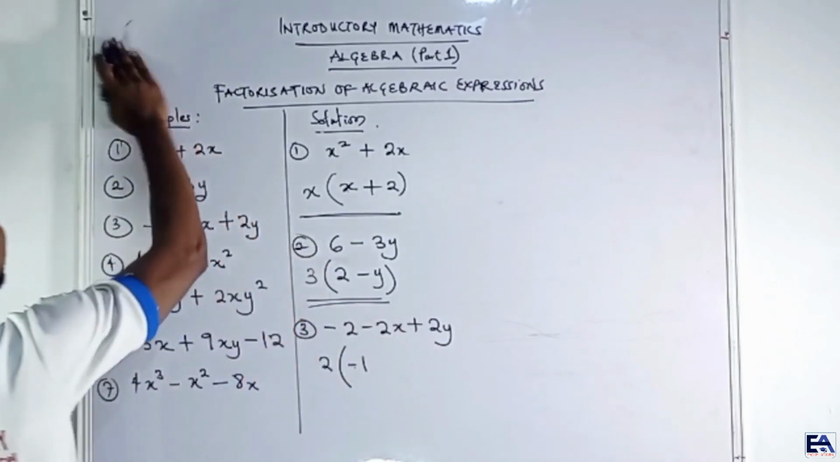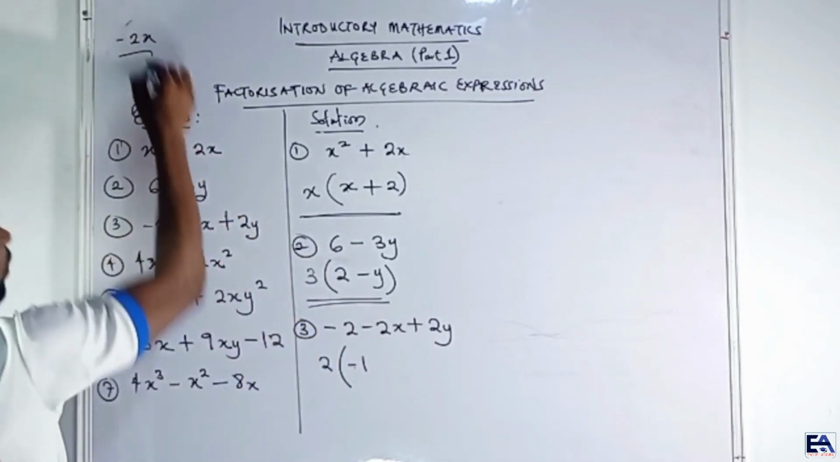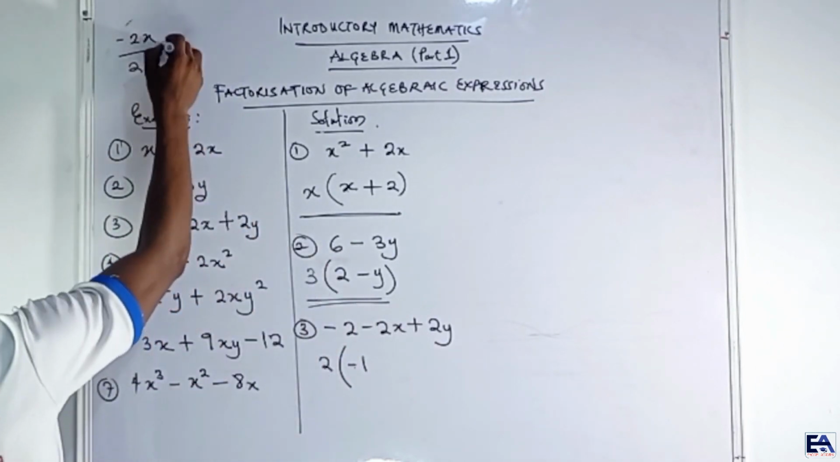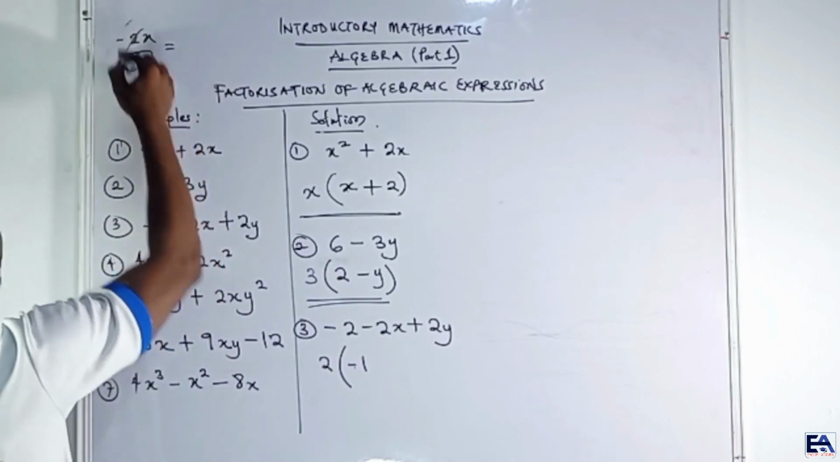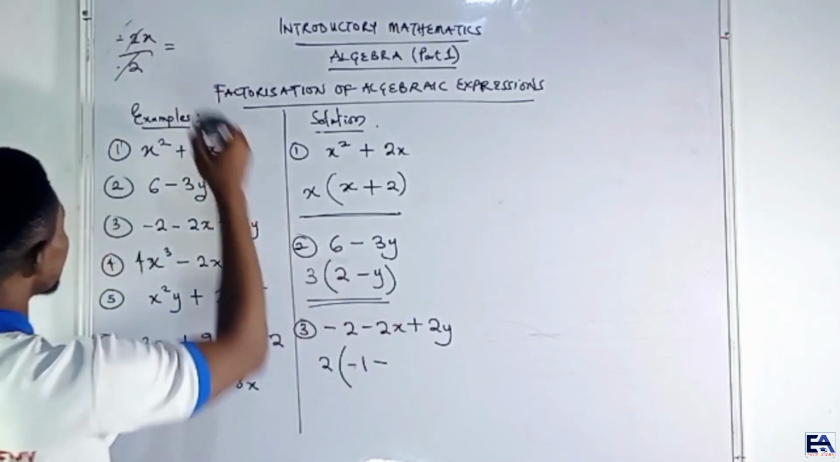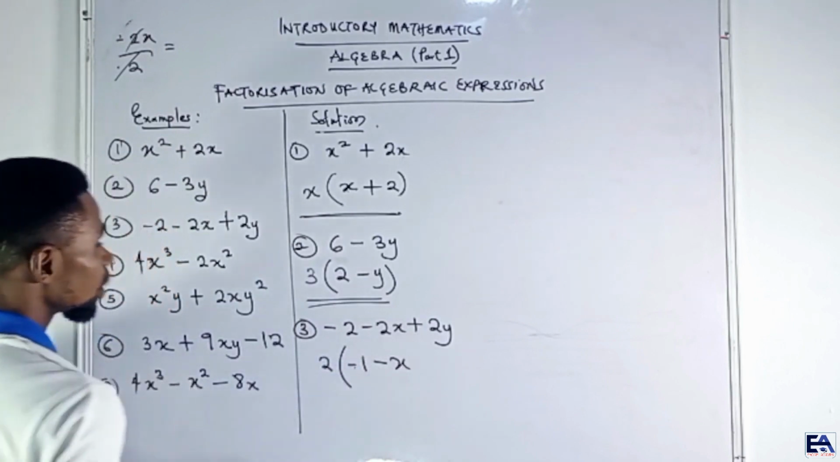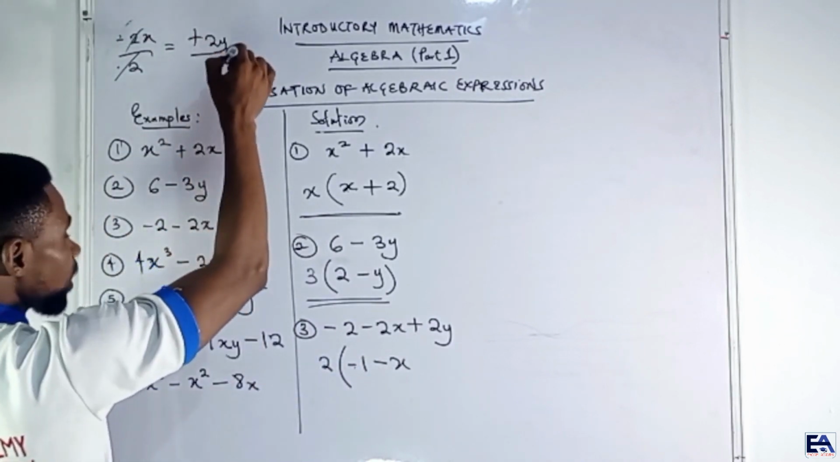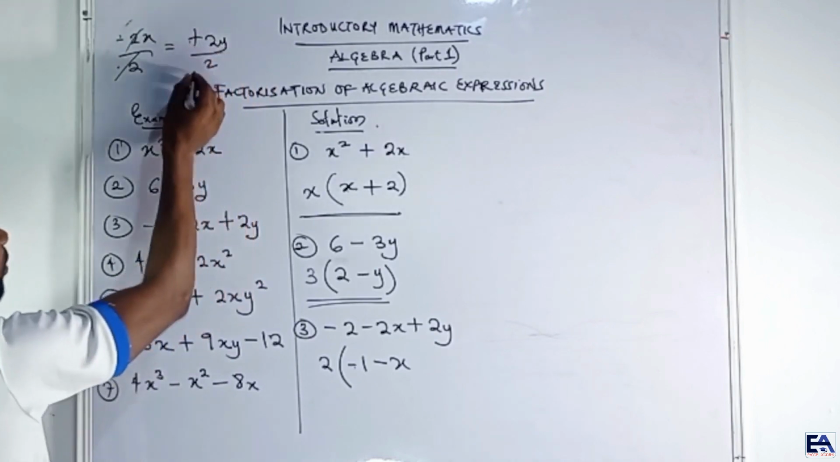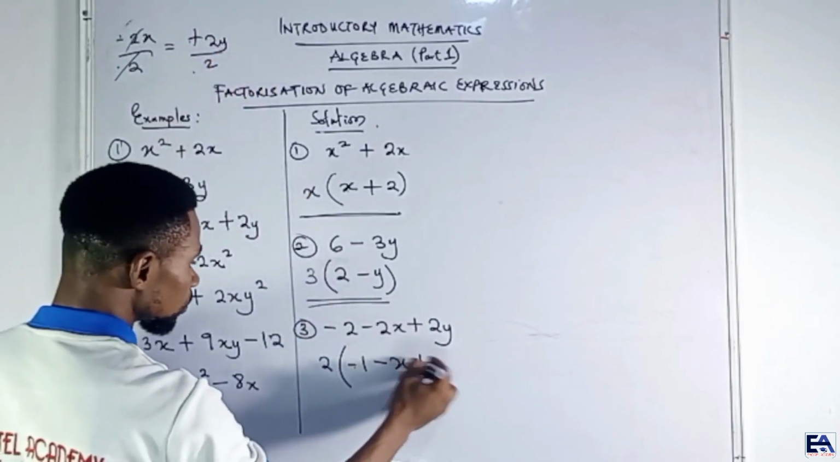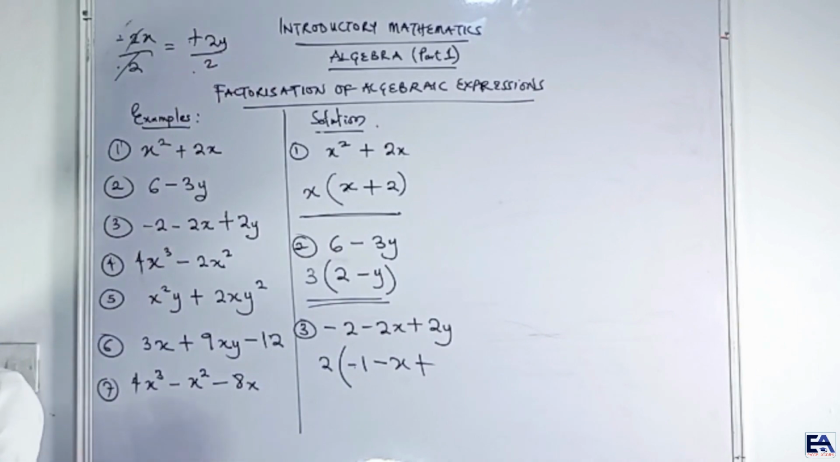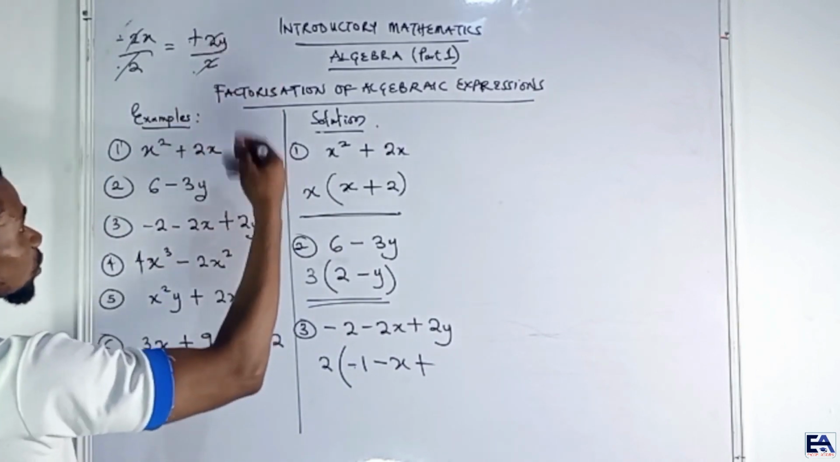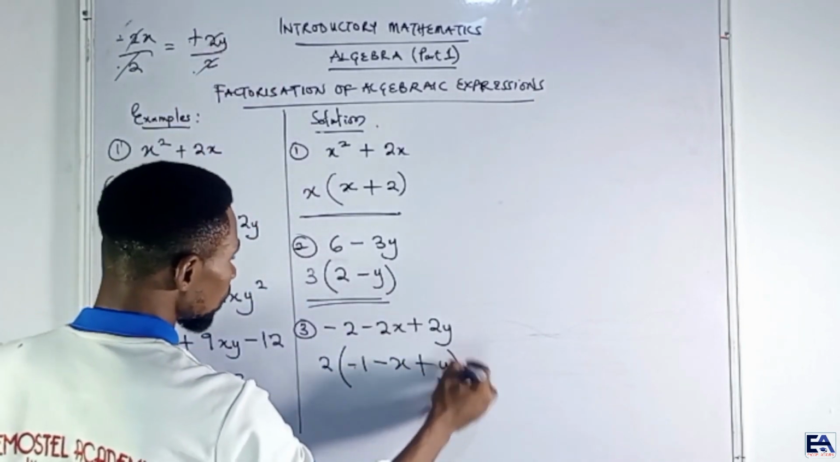This one says minus 2x. Minus 2x divided by these 2 will give us here plus divided by this minus, then we have x left. Okay, then we have plus 2y divided by 2. Plus divided by plus is plus. Okay, and then 2 cuts out 2, then we have y. So we have plus y remaining.